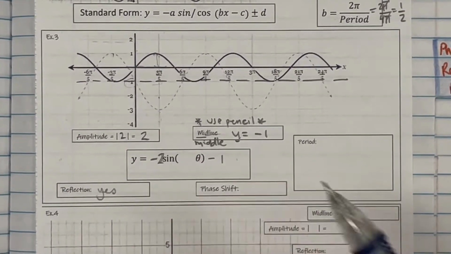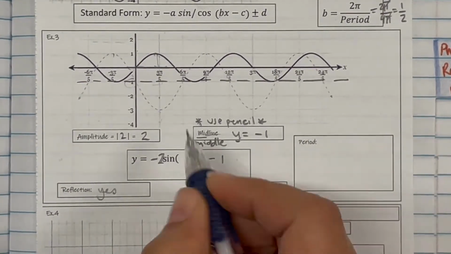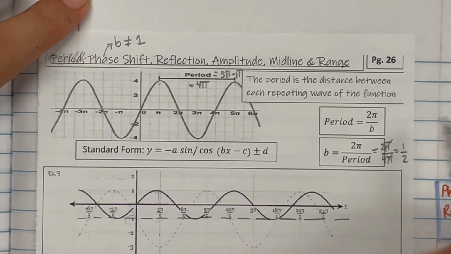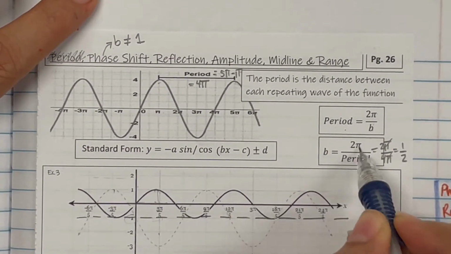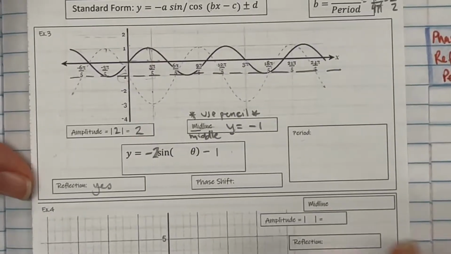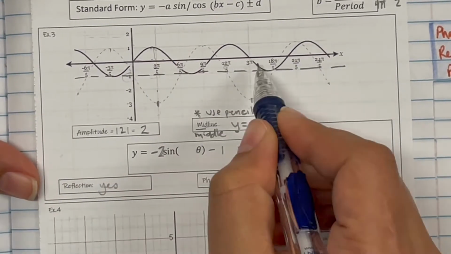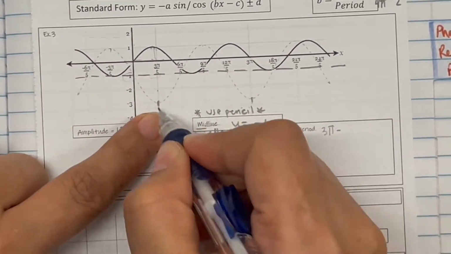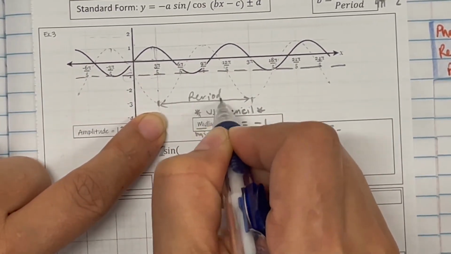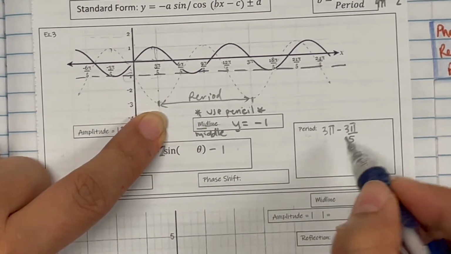Okay, I do need to find out what my period is. So remember, from the formula that is given, period is 2 pi over b, or b is 2 pi over your period. It depends what you're looking for. Right now, I don't have my b, so I'm going to use my period to find it. So let's find my period, which is 3 pi minus 3 pi over 5. This is a period, right? Minimum to minimum is a period.